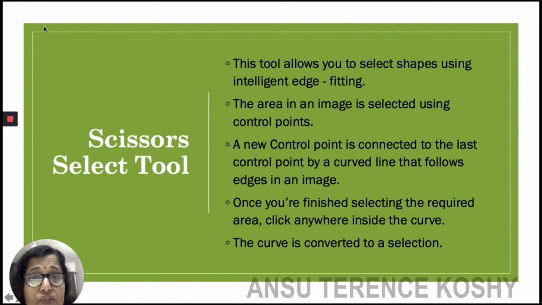Once you are finished selecting the required area, click anywhere inside the curve. That is, once you have gone all around the picture that you want to cut, you have to go and click on the inside part of the selected area. The curve is converted into a selection. Once you click on it, it will be converted into a selection.